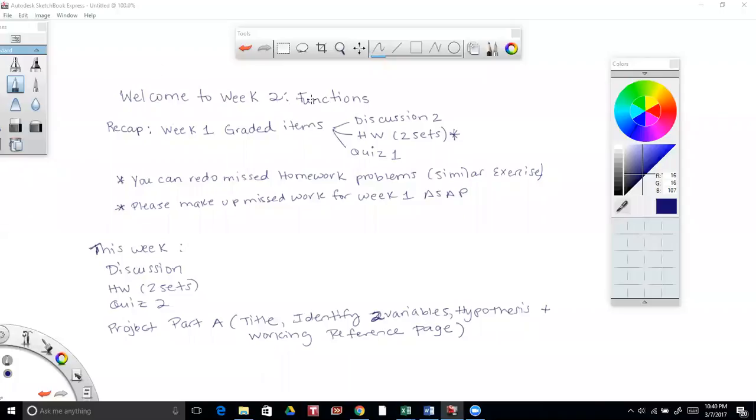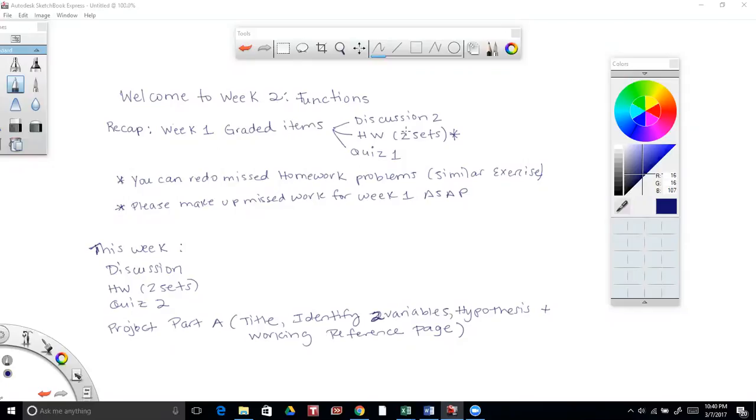Welcome to week two. Okay, week two, we're dealing with the functions. So let's just recap week one. Your grades have been posted. Week one grades include your graded discussion 2 on your models.